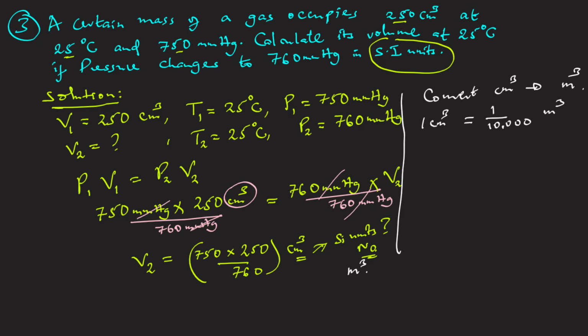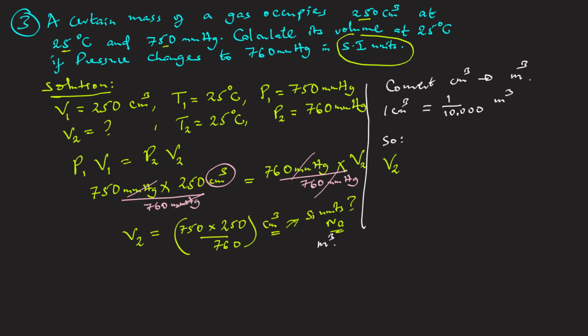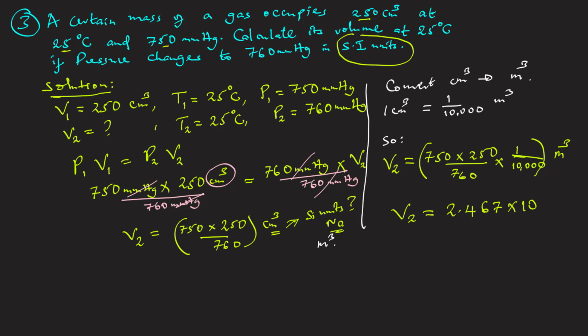This is like saying 1/10,000 cubic meters. So we will multiply our V2 by 1/10,000, and you should get the following answer on your calculator: 2.467 times 10 raised to power -4 cubic meters.